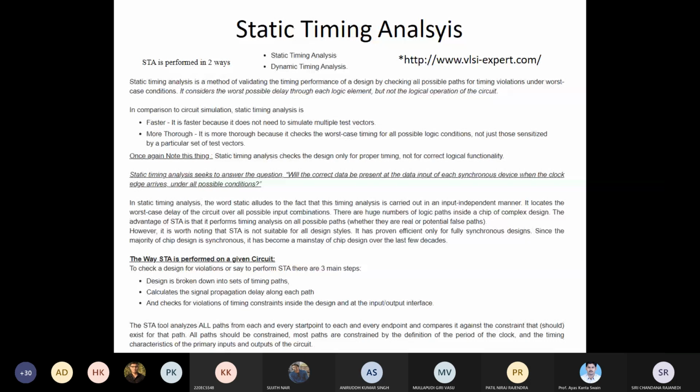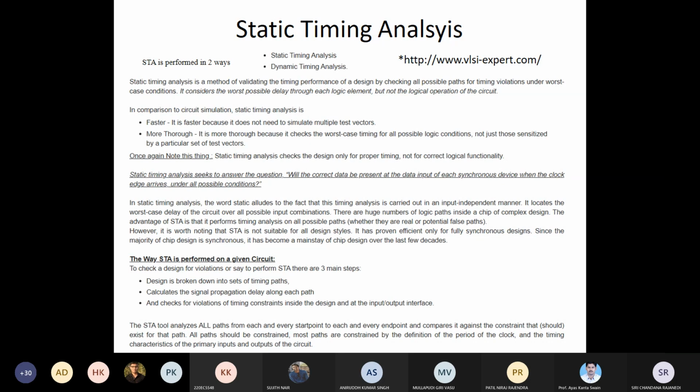Okay, so frankly speaking, you may have a doubt in your mind that in digital design like mobile, SOC and all, there will be lots of flip-flops and lots of timing paths. So it is not possible to analyze each path by manual operations. That's why sophisticated and advanced CAD tools are developed.